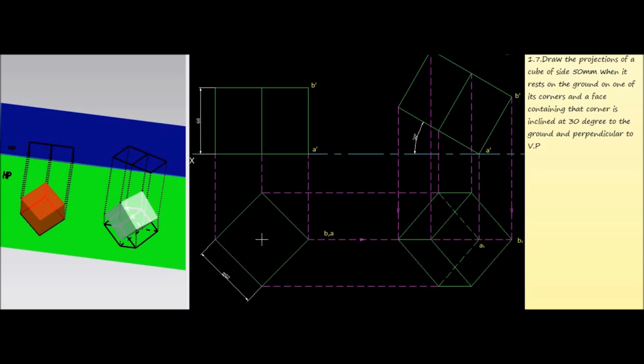The question is, draw the projections of a cube of side 50 mm when it rests on the ground on one of its corners and a face containing that corner is inclined at 30 degrees to the ground and perpendicular to VP.